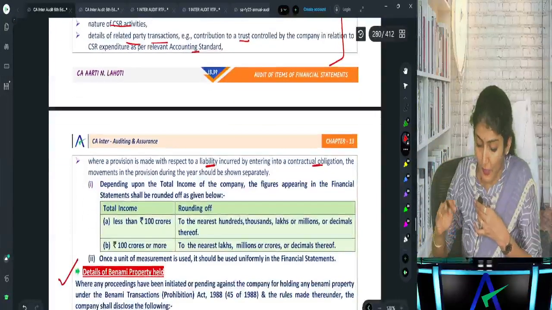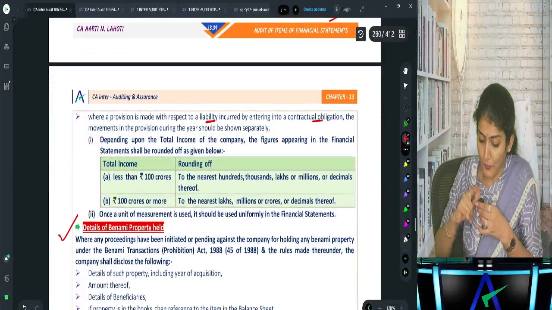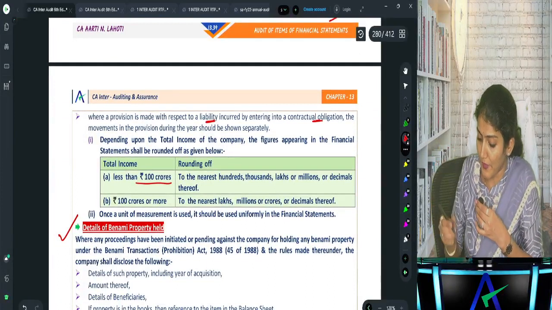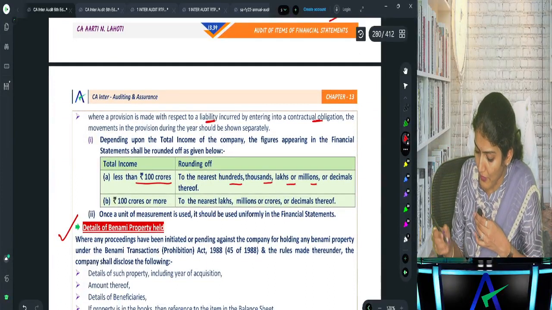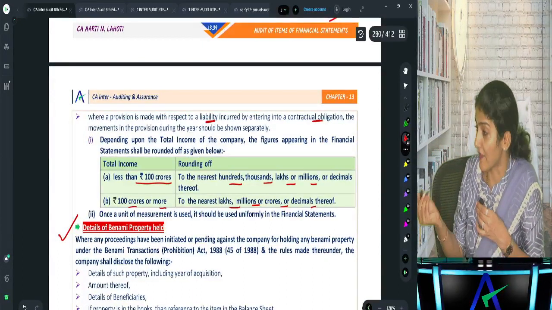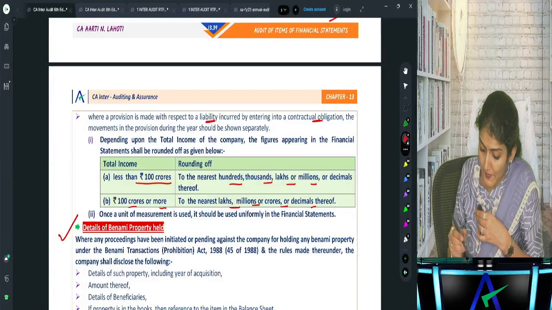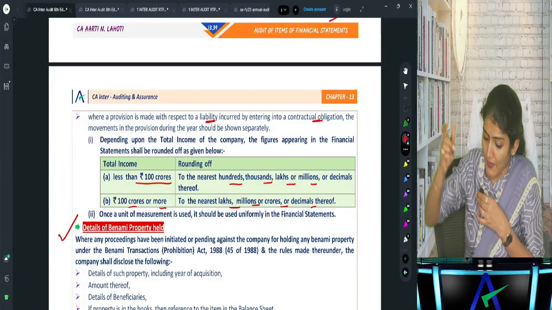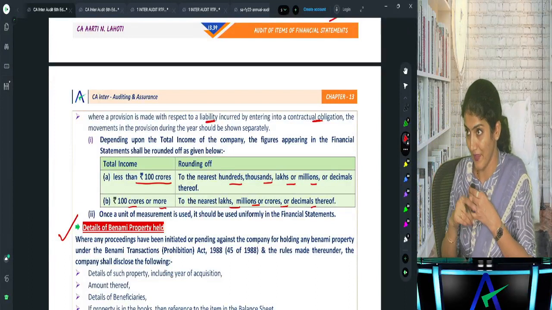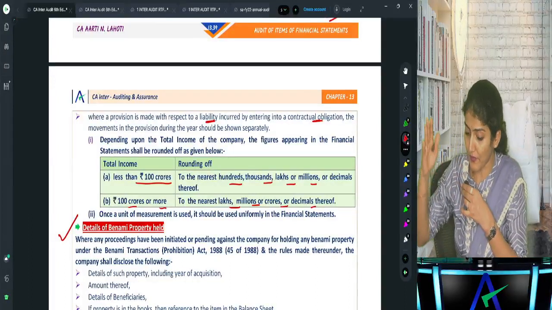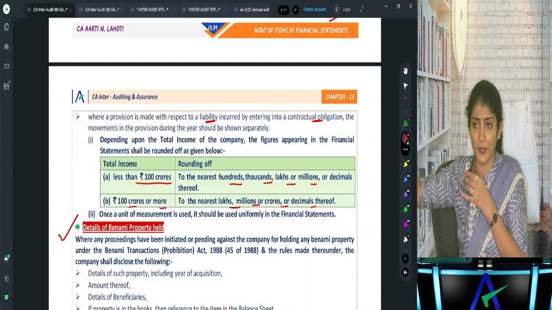Then after that, rounding off. What do you know about rounding off? If the total income of the company is less than 100 crore, you can round it off to hundreds, thousands, lakhs or millions; if it is 100 crore and above, then lakhs, millions, crores or decimals. So if revenue is less than 100 crore, you can start with thousands, lakh, million. If revenue is more than 100 crore, then you need to start with lakh.